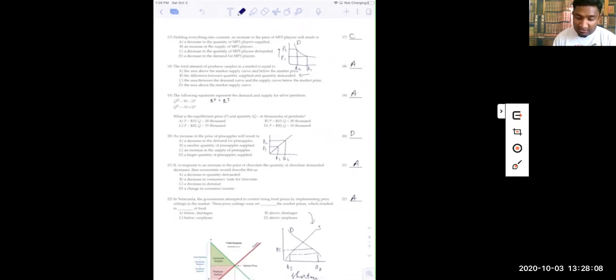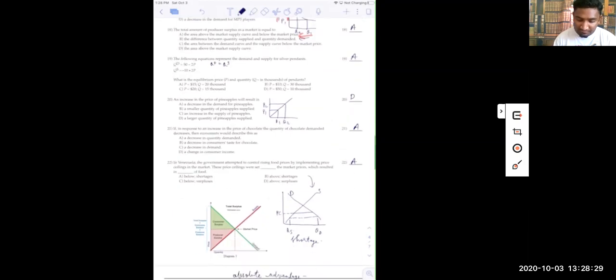Holding everything else constant, an increase in the price of the MP3 player will result in, again, pretty standard, pretty simple, an increase in price from P1 to P2, like this, will cause the quantity demanded to decrease. So the answer is C.